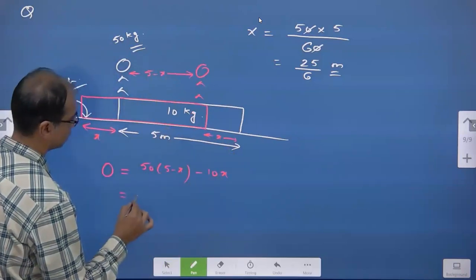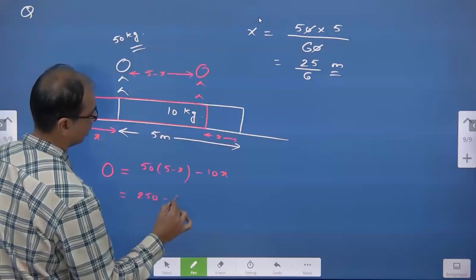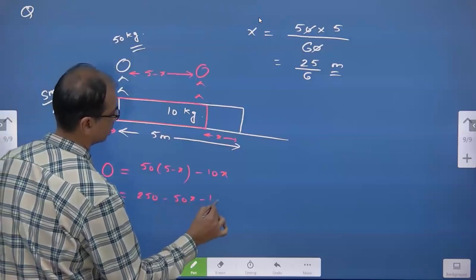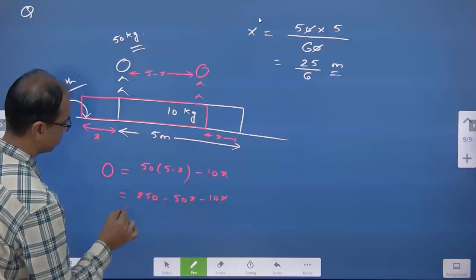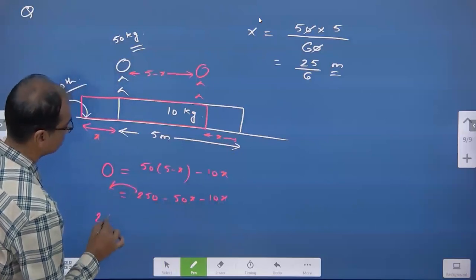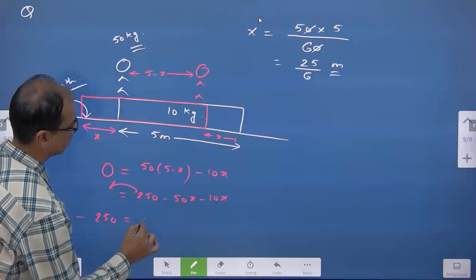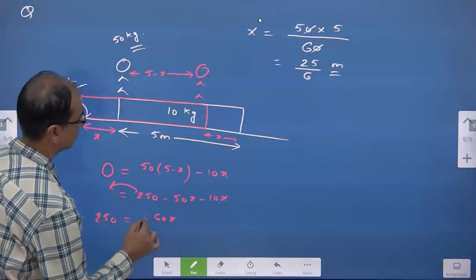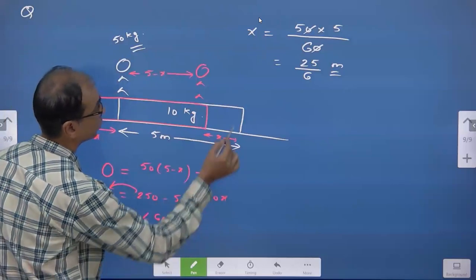So what is it? 250 minus 50x minus 10x. So here is 250 minus, and this side is minus 60x. This gets cancelled. X equal to 250 by 6.